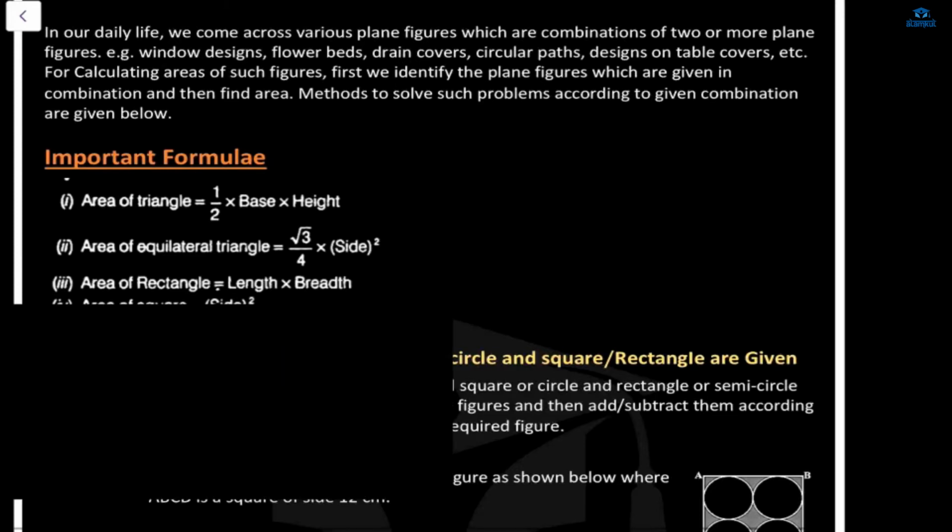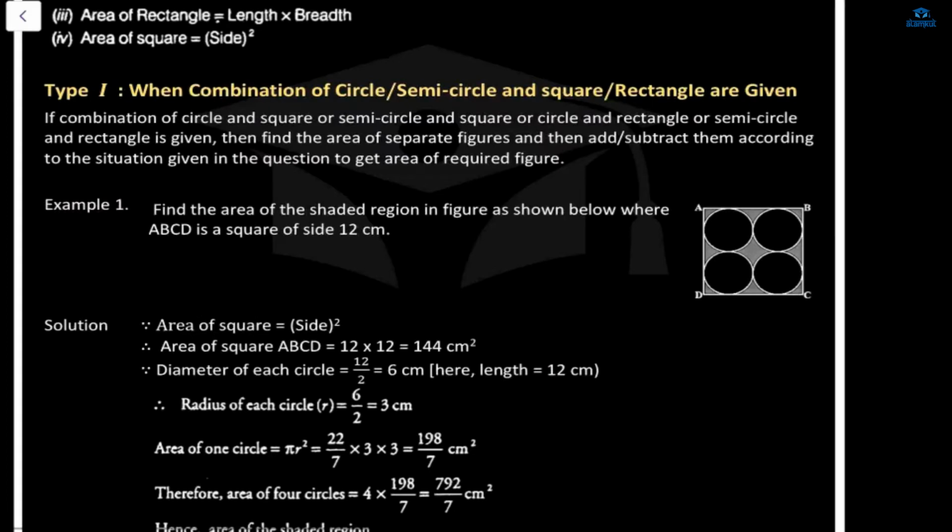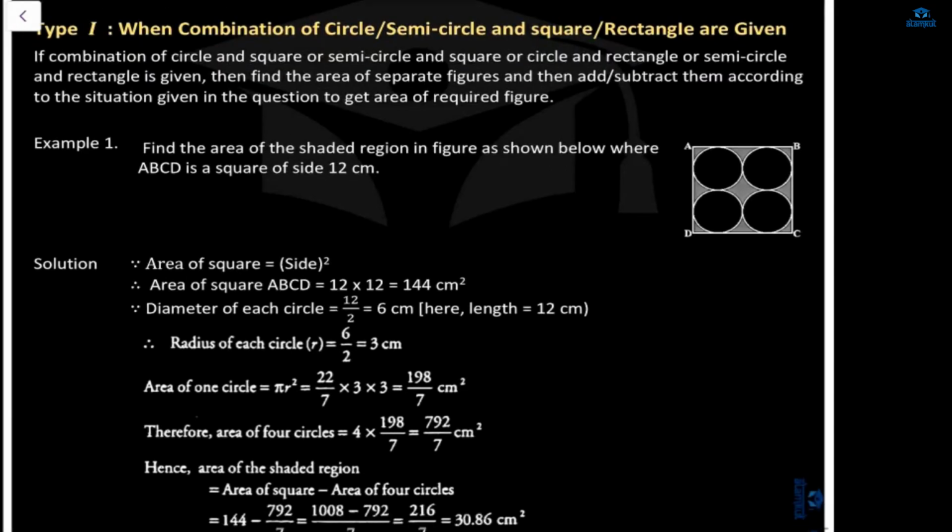Now the first combination that we will see here, type 1 combination: a combination of a circle, a semicircle and a square. Many circles can be there, semicircles and a square can be there, rectangles can be there. These combinations are given. So how are we going to solve? Now first question here. Generally here no theory is there. You just need to know the formula to find out the area of the different shapes.